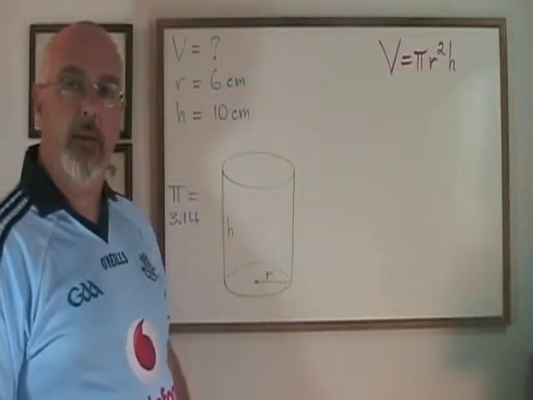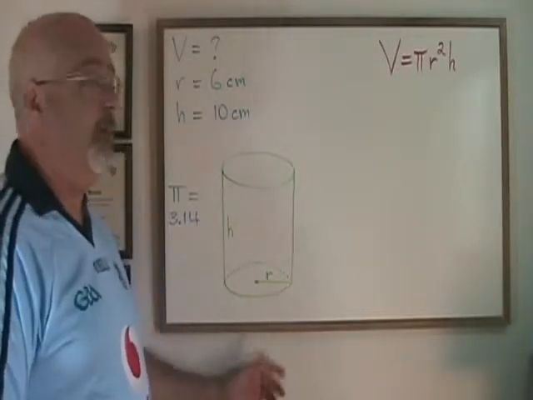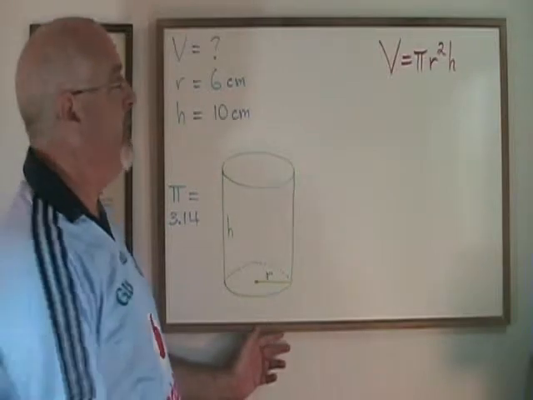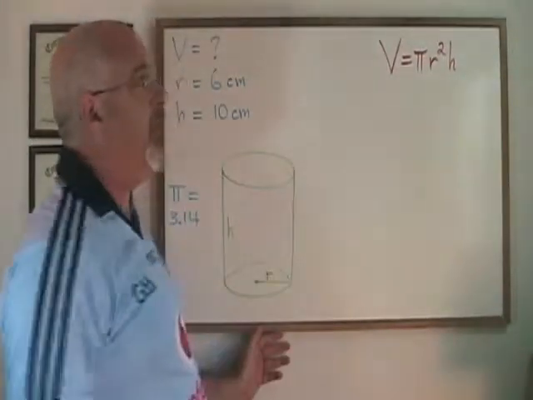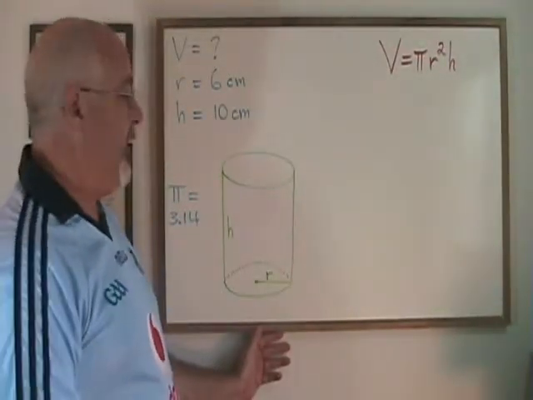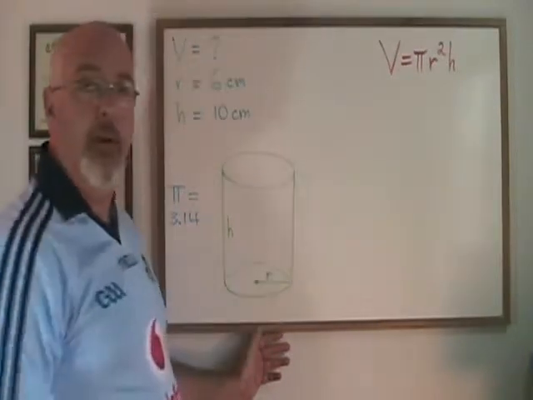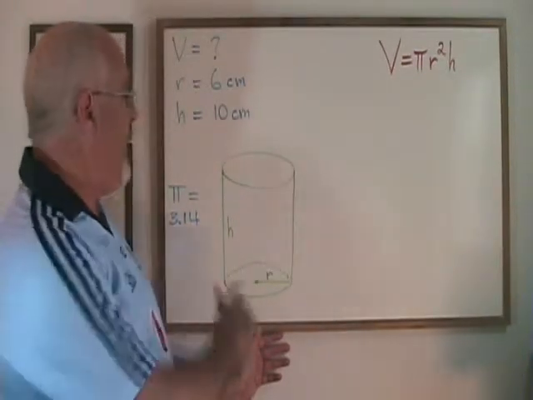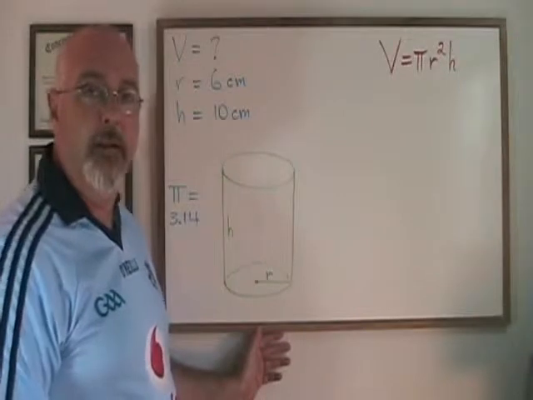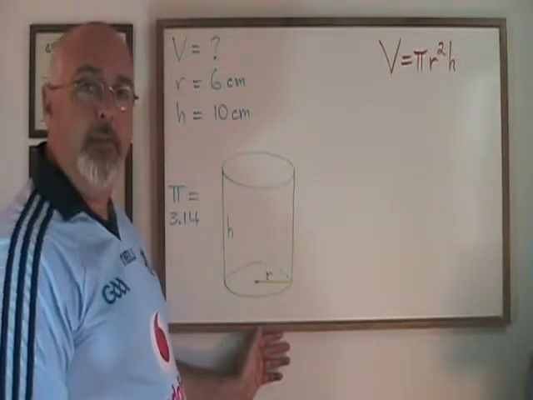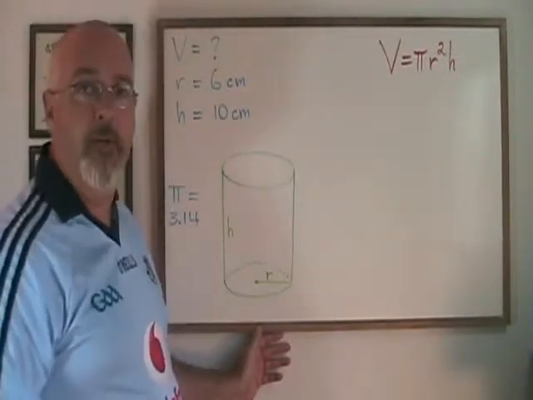This video will illustrate how to use the volume of a cylinder formula. The formula is volume equals pi r squared h. The r is the radius of the circle at one end of the cylinder, and the h is the height of the cylinder. For these examples, we will use 3.14 for pi.